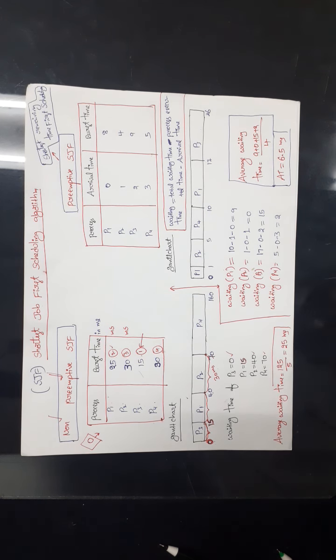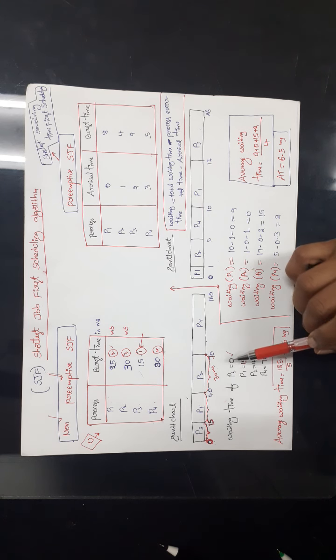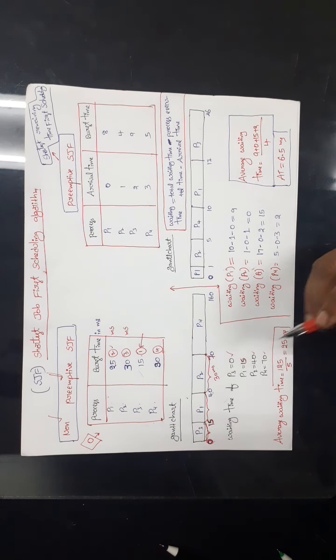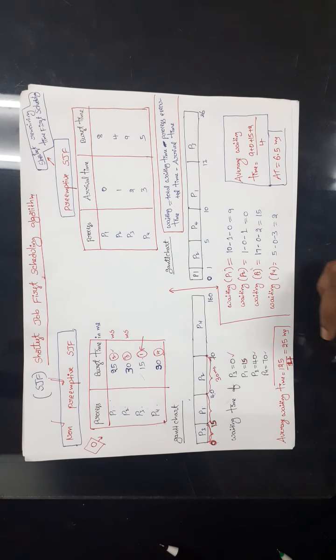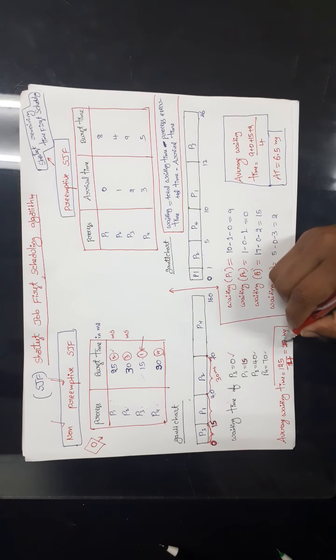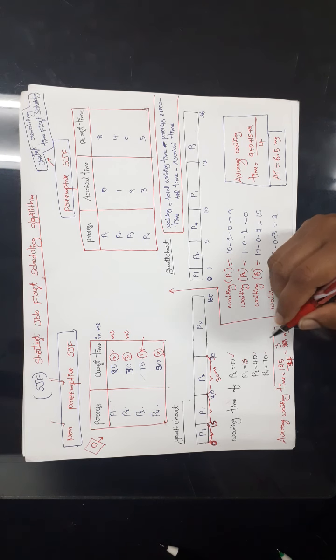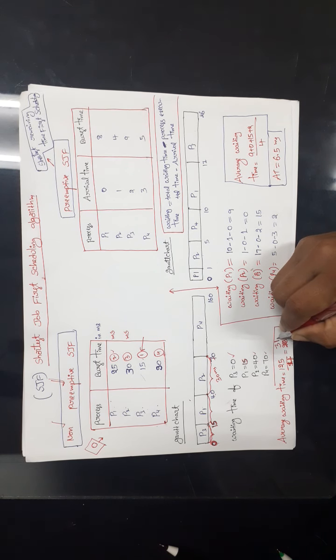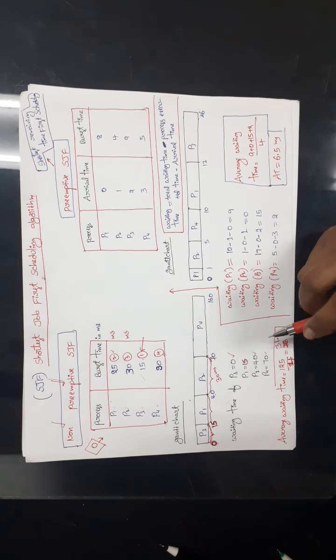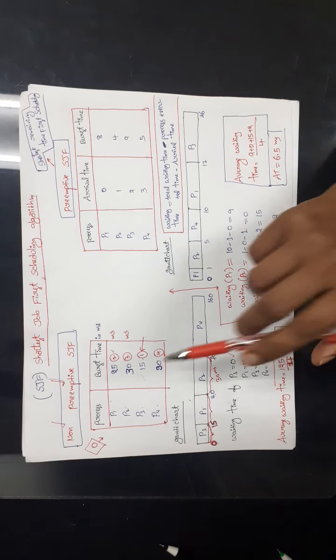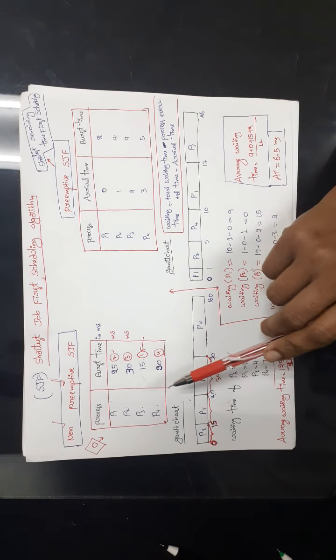Okay, so now we need to calculate the average time. What is the average time? So total time by number of entries. So here I have to write 4. Okay, so 125 by 4, 31 point something. Okay, so this is the average waiting time if you use the shortest job first scheduling algorithm.